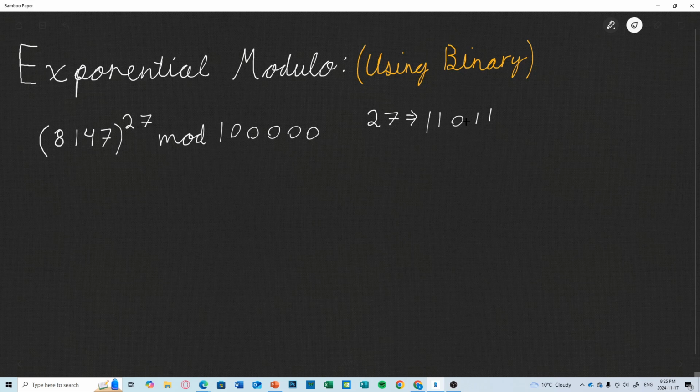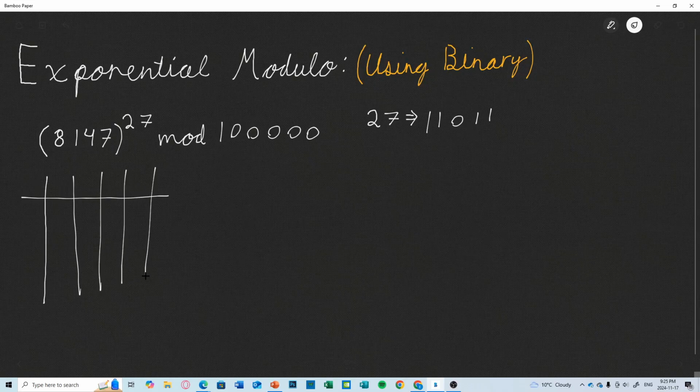So we have 5 digits in our binary, meaning that we need to make a chart with 5 columns. So we'll have 1, 2, 3, 4, and 5. Now what we want to do is put all our digits into each column. So we'll have 1, 1, 0, 1, and 1.